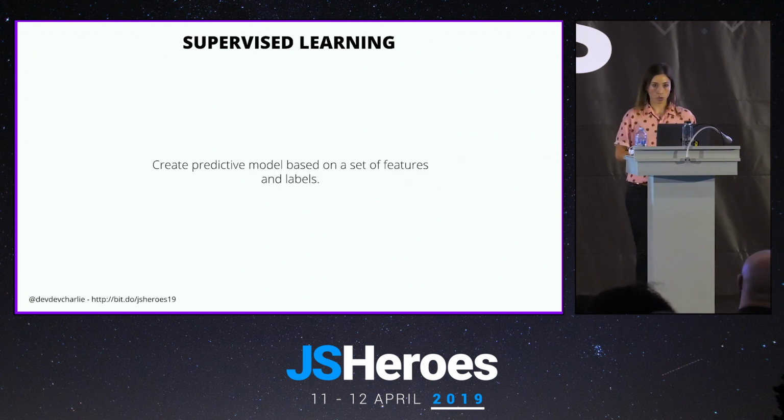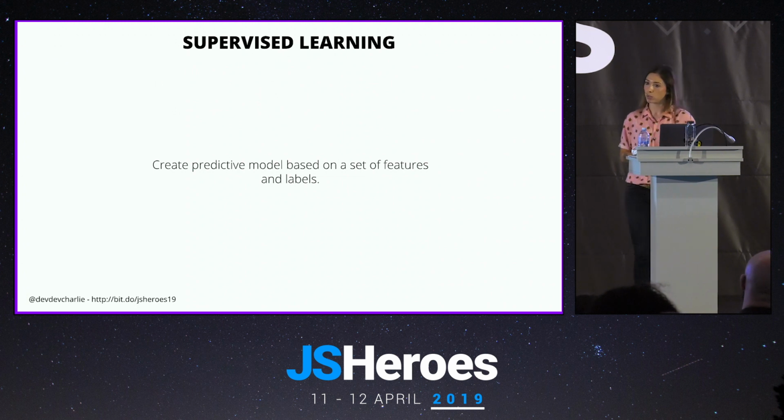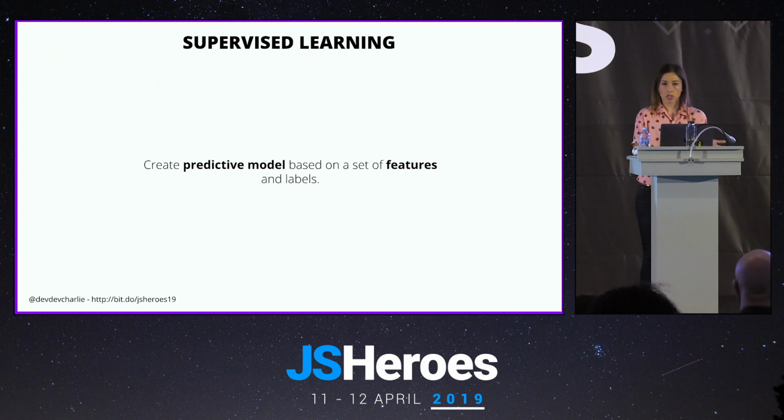So you create a predictive model based on a set of features and labels. And there are three important things in this definition. So what is a model? And what are features and labels? If this definition doesn't really make sense, it's good to start with an example.